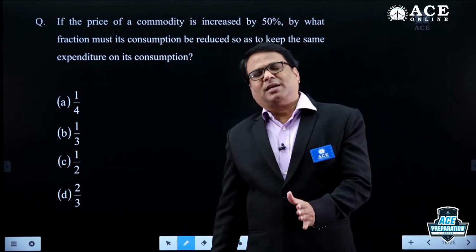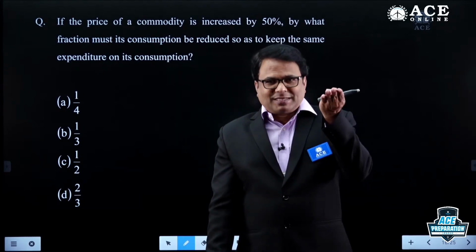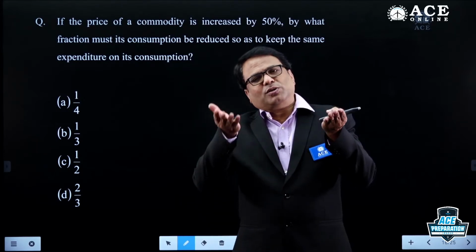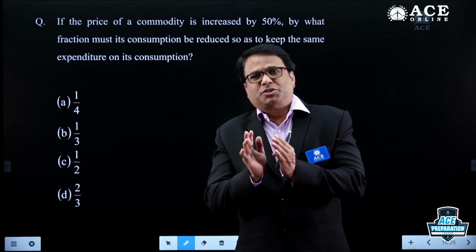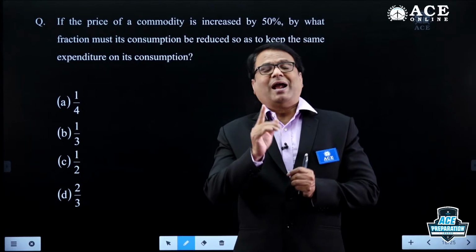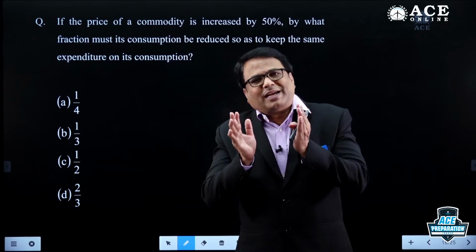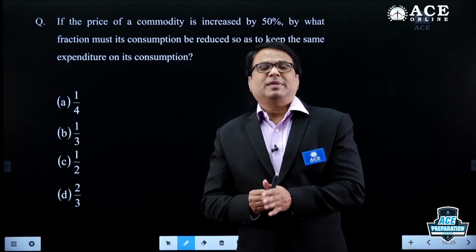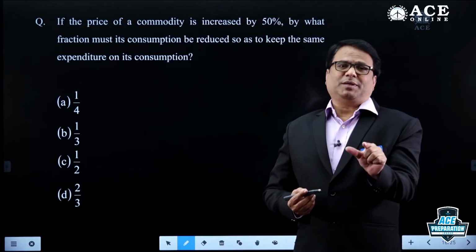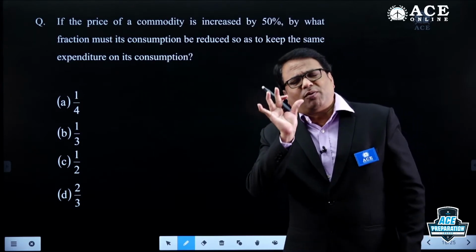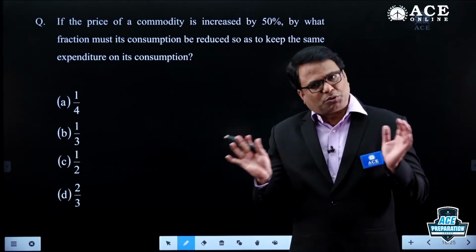So price is increased by 50%. Now when price increases, automatically expenditure also increases. But if you don't want expenditure to be increased, then there is only one way, and that way is to reduce the consumption. So the question here is, if you want expenditure to remain constant, then consumption should be decreased by what percentage? That is the question. Okay?